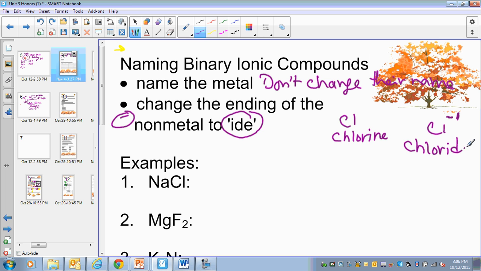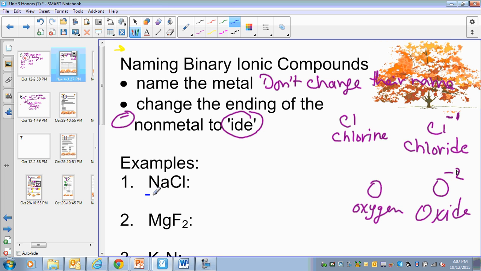If this is oxygen, but then oxygen gains 2 electrons, it has a negative charge, it becomes oxide. So this is what I'm saying, that they will change their name to end with IDE. So let's see what Na stands for. You go to the periodic table and see what Na stands for. Na is the symbol of sodium. So positive ions don't change their name. The negative ion is always the second half, so the second half is going to end with IDE.